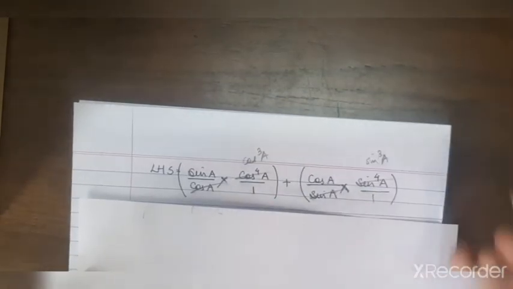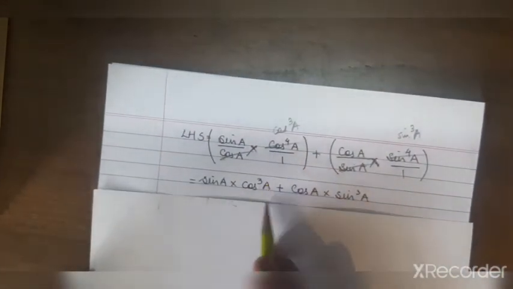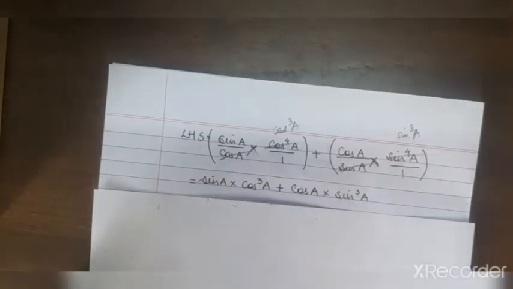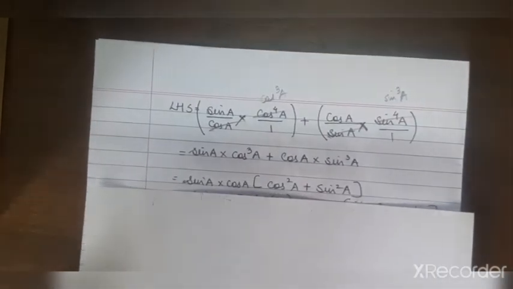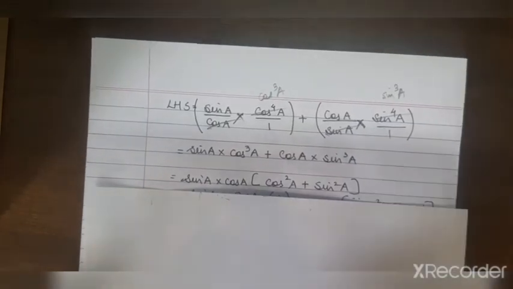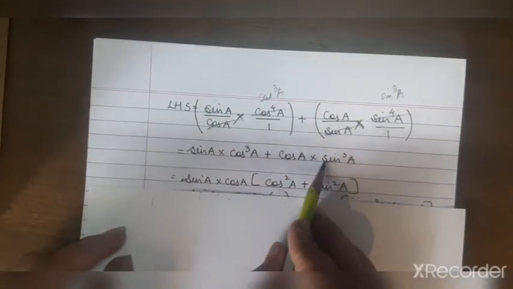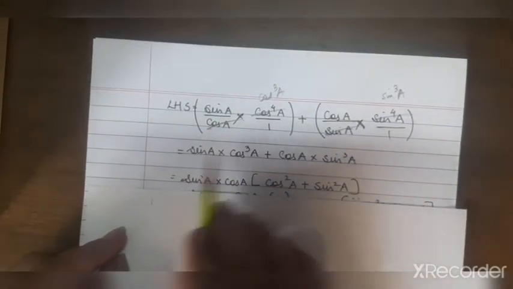This sign and this we cancel, then remaining is 3a. So what we get is sin a into cos raised to 3a plus cos a into sin raised to 3a. Now, we can take something common. That is, if you see here sin, here cos. So we will take common.